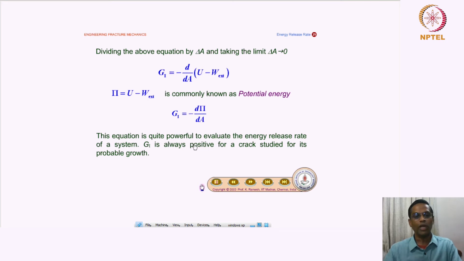This equation is quite powerful to evaluate the energy release rate of a system. G1 is always positive. So remember, this quantity is always positive. G1 is positive for a crack studied for probable growth.